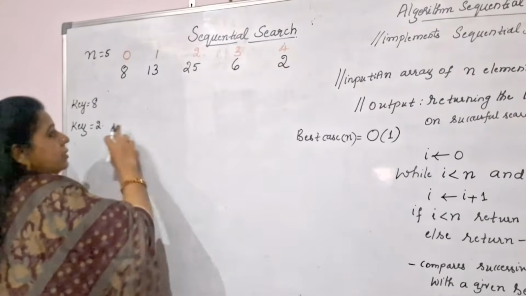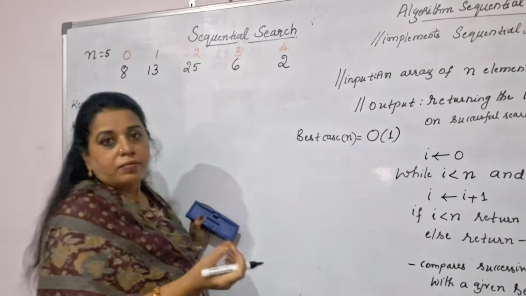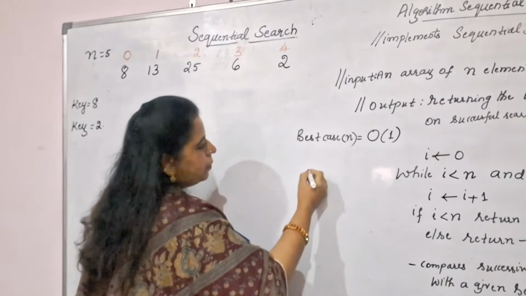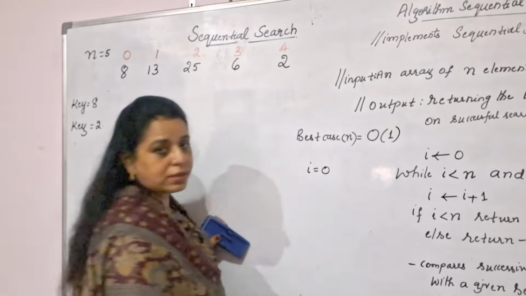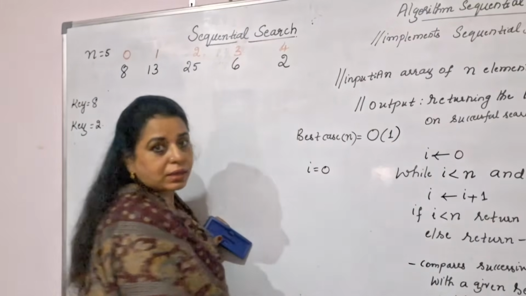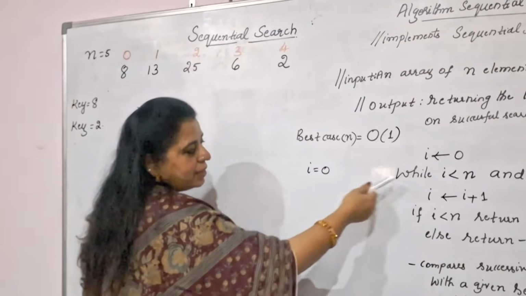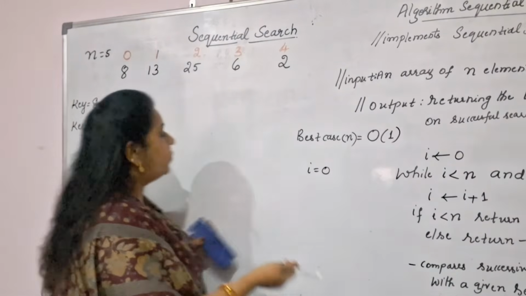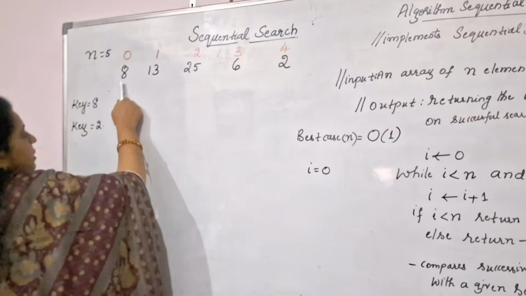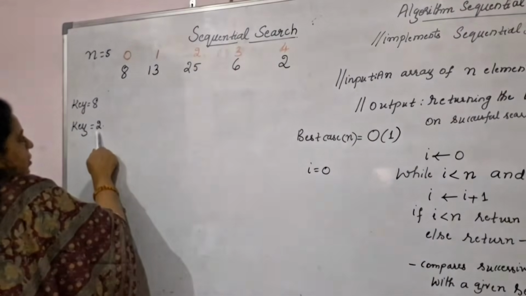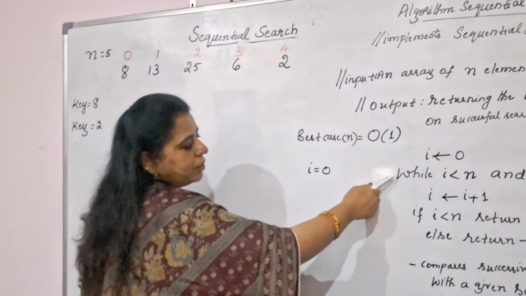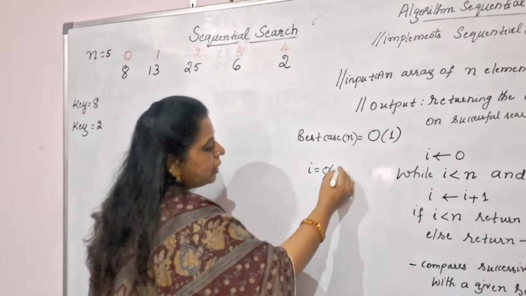Now in the second case we are trying to search an element 2 in the list. First, initially as per the algorithm, the initial value of I is 0. Then the while loop gets executed, whether 0 is less than n, yes it is true. Then it will check whether A of I is not equal to k. A of I is how much? 8. Whether 8 is not equal to 2, yes it is not equal to 2. So the while loop condition is true here. Then I gets incremented by 1.